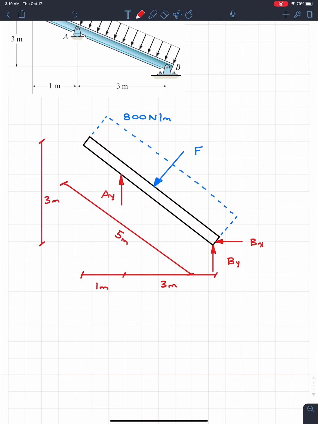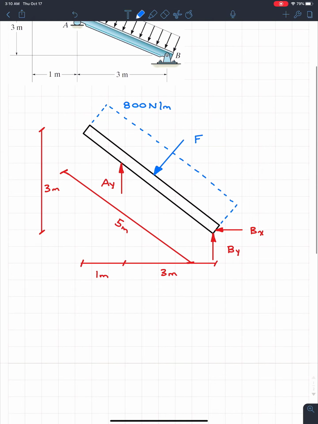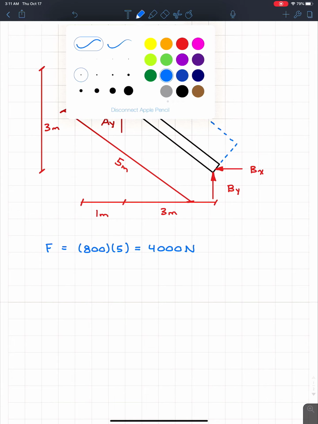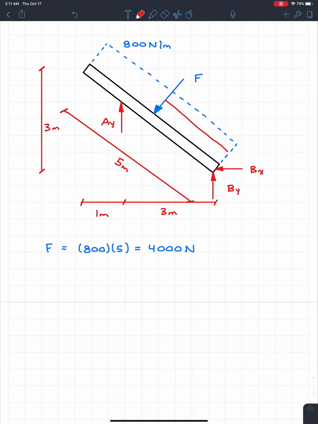The reason we're finding that is because we want to convert that distributed load into a force. So we know that F is going to be 800 kilonewtons per meter, that's the magnitude, and it runs a distance of 5 meters, so it's going to be times 5. What we get is 4,000 newtons. So now F is known. We know that F acts at a distance halfway across the beam, so the distance from F to, let's say, B is just 5 divided by 2, so it's going to be 2.5 meters.